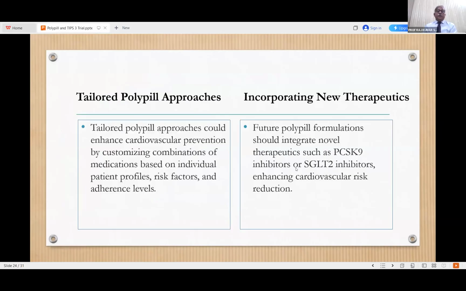So, a tailored polypill approach could enhance cardiovascular prevention by customizing combinations of medication based on individual patient profiles, risk factors, and adherence level. Also, incorporating new therapies may help in making new guidelines and further prevention of cardiovascular disease. Further polypill formulations should integrate novel therapeutics such as PCSK9 inhibitors or SGLT2 inhibitors, enhancing cardiovascular risk reduction.